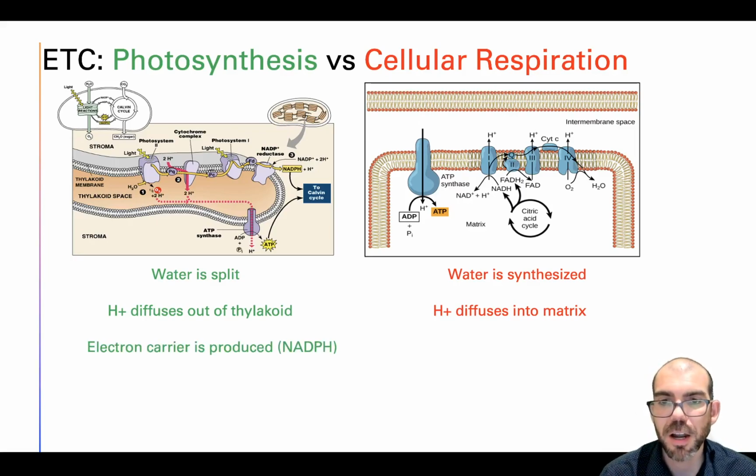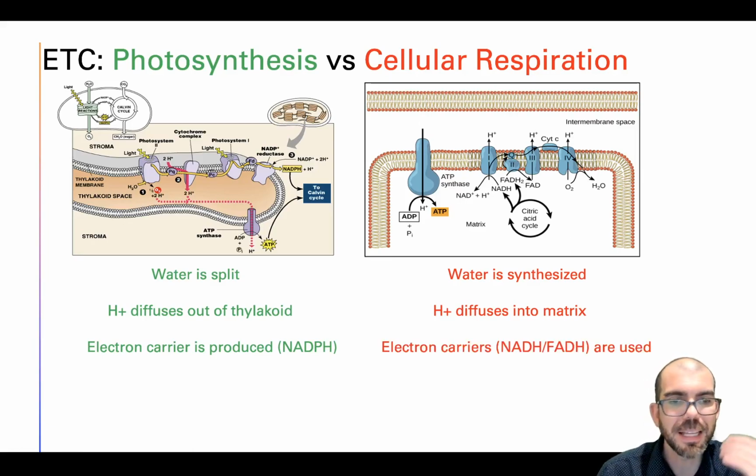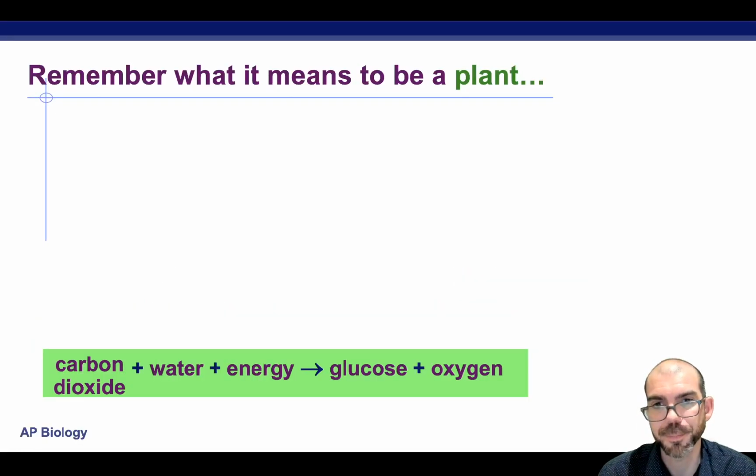With the electron carrier in the light-dependent reaction, we produced it. We made NADPH. But at the electron transport chain in cellular respiration, we spent our electron carriers. We broke them apart to get the hydrogen ions used for ATP synthesis. Notice the mirroring here. They're the exact same processes. They're just reversed. And that's an end product of evolution.